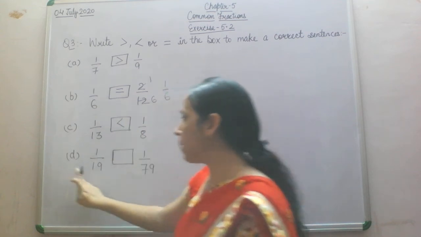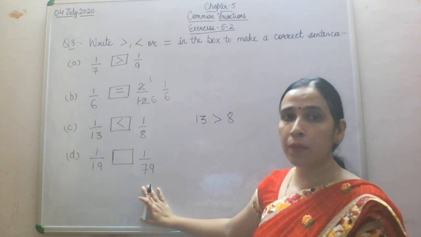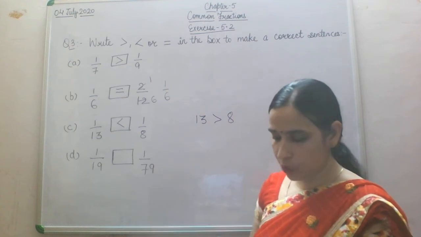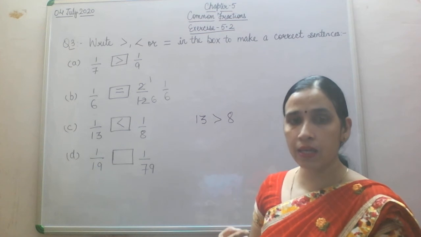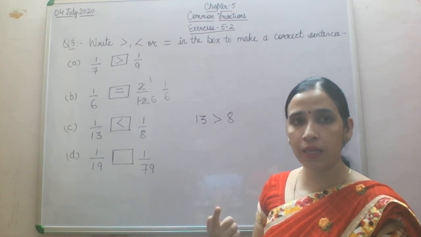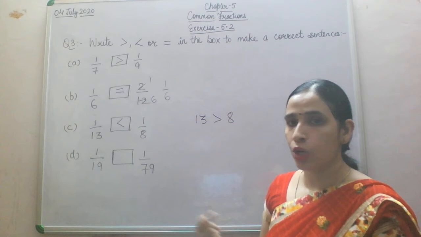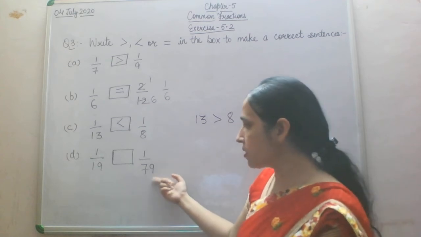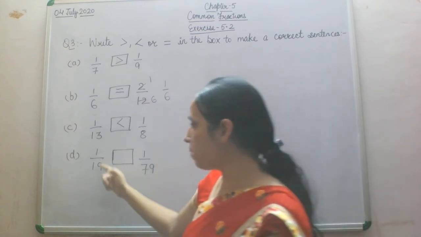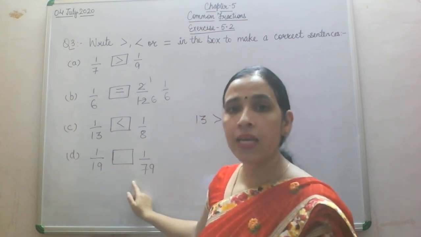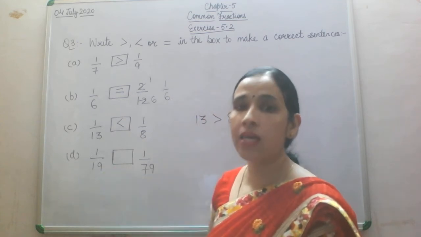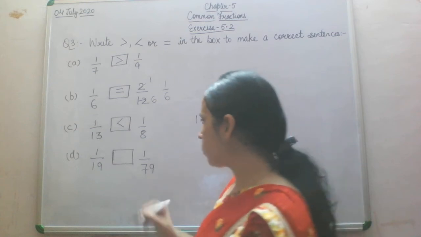Now come to part D. Again you have to remember that rule only: greater the denominator, lesser the fraction. So which fraction is less, 1 by 79 or 1 by 19? Yes, 1 by 79 is lesser. So which sign are we going to put here?